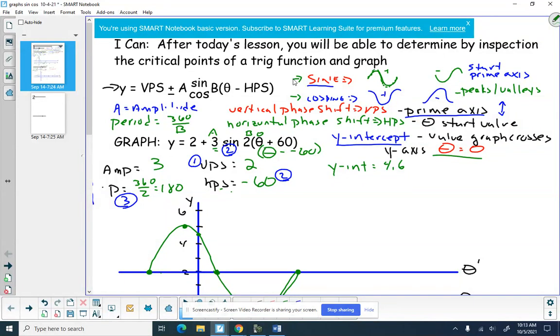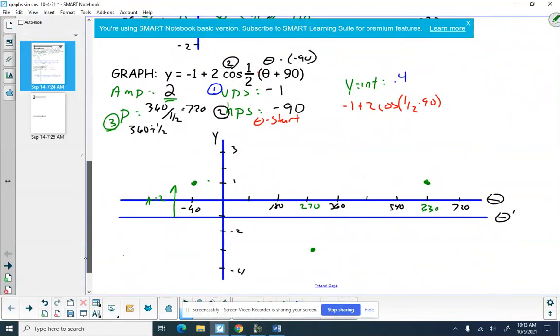Those are the cues that we went through yesterday when we find all of our information: vertical phase shift, horizontal phase shift, amplitude, and period. The first thing we always look at is the vertical phase shift. The second thing is the theta start value, the horizontal phase shift, along with our trig function. Then we use the period, and then the amplitude, to get our graph down. We went through two different graphs yesterday, and we were finishing this one up.